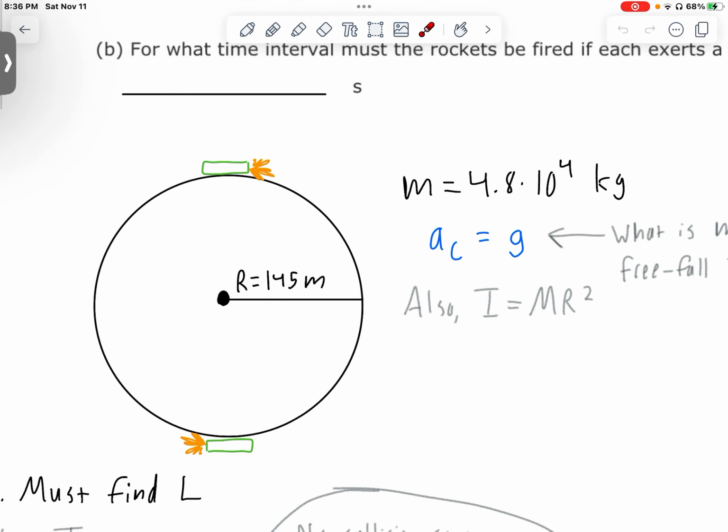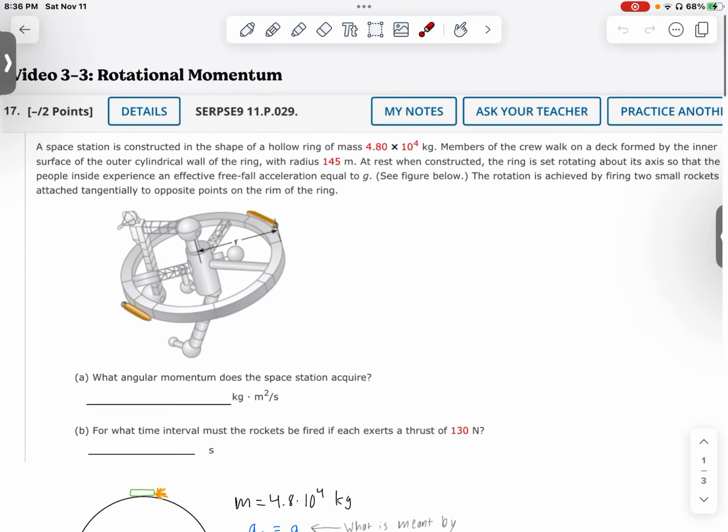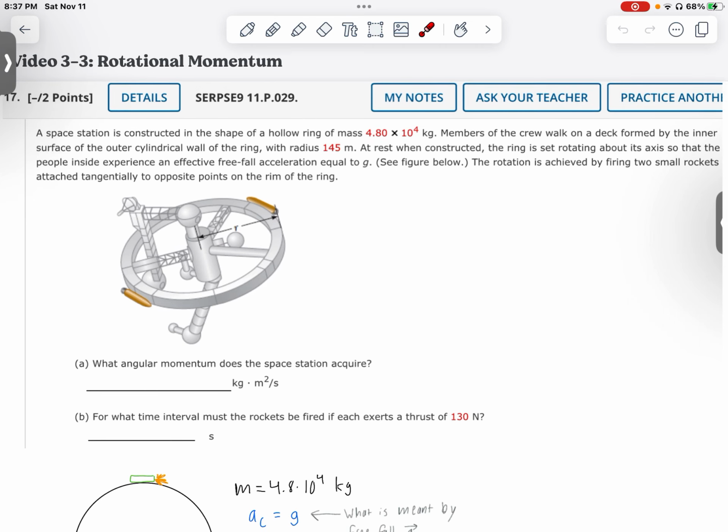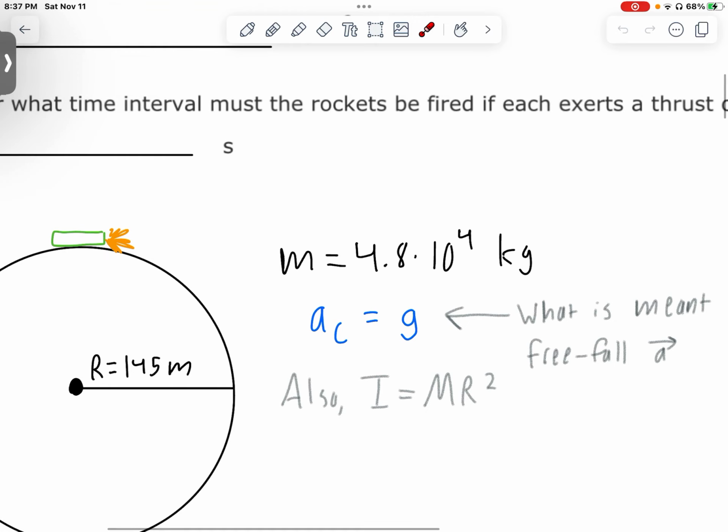So I went ahead and drew a top-down view of the space station. So there's our radius. We have the mass and the radius. And by free fall acceleration equal to g, they mean the centripetal acceleration.